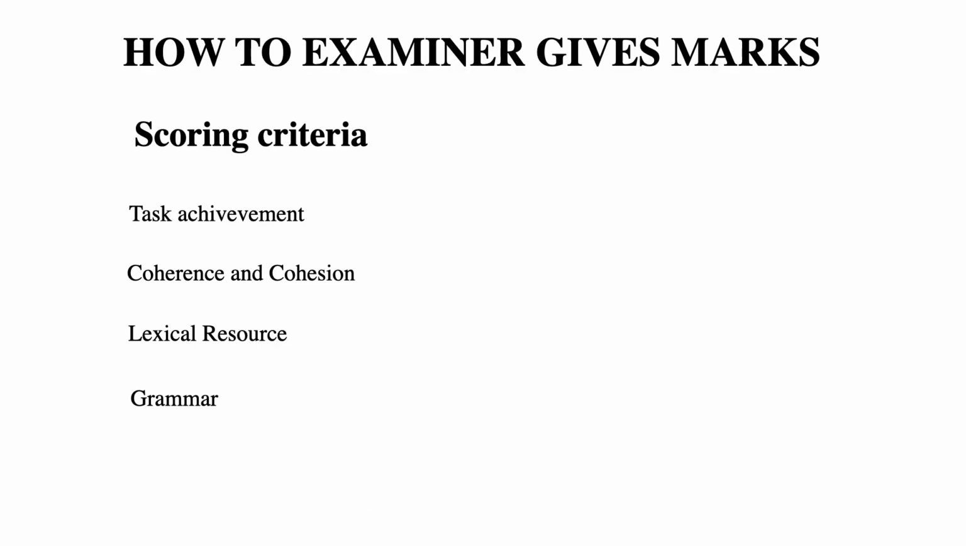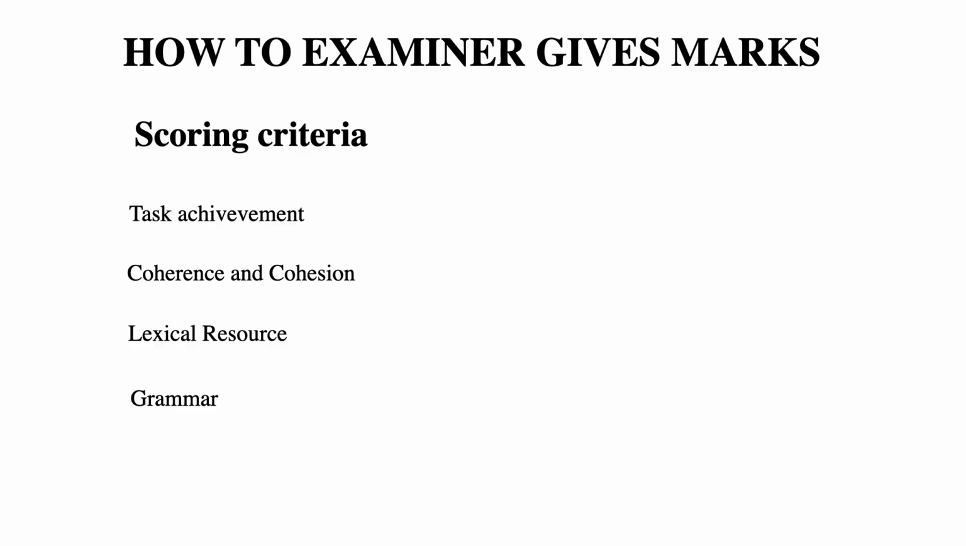Now, before you start preparing for the writing, you need to understand how your writing is actually scored. Many students think the examiner only checks grammar, but that is not true. In IELTS writing, your answer is judged on 4 important scoring criteria, and each criterion directly affects your final band score. If you understand these 4 criteria properly, you can improve your writing much faster. So let's understand them one by one.